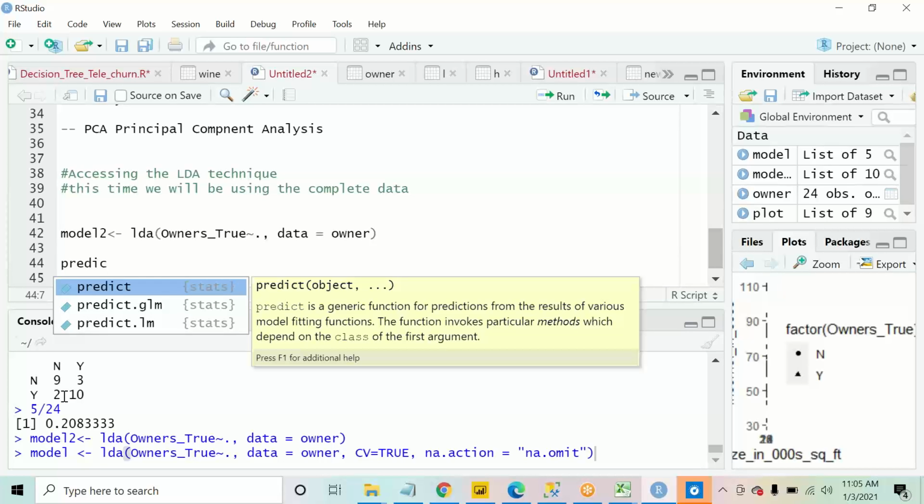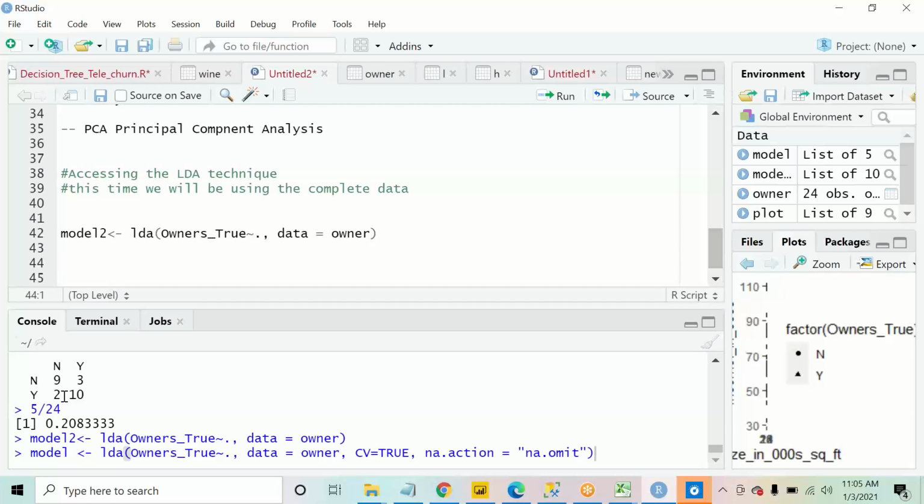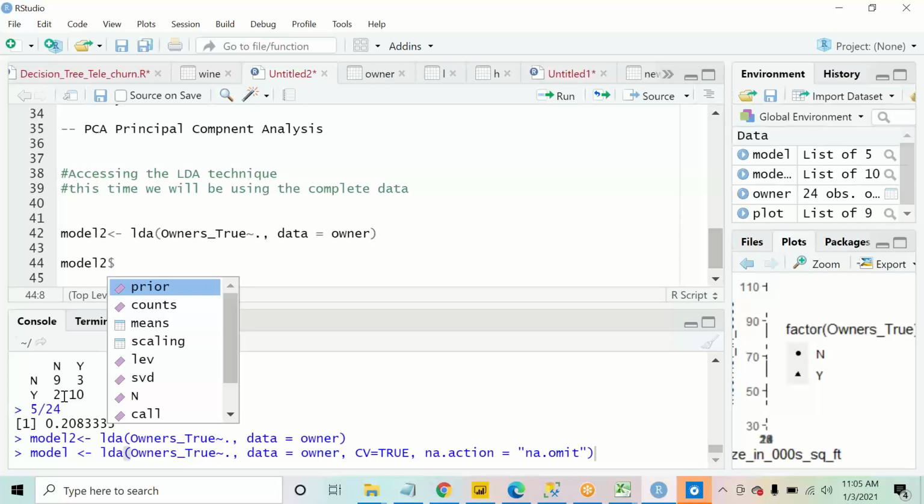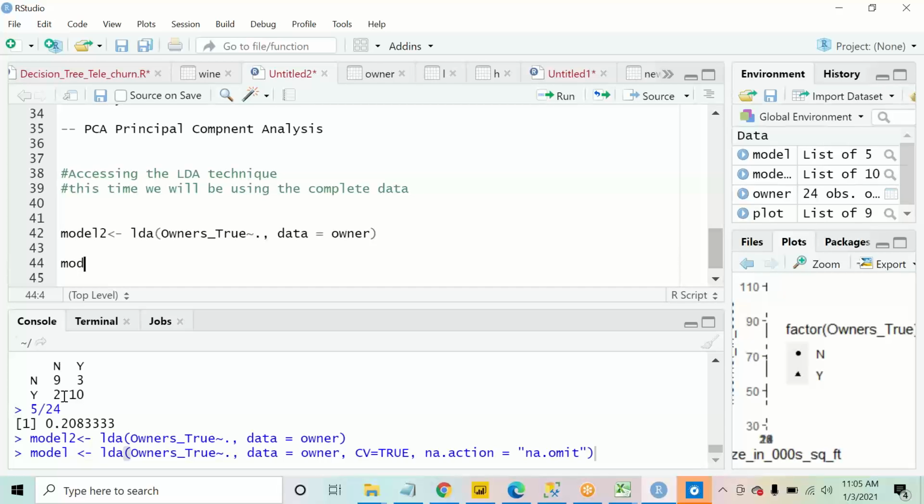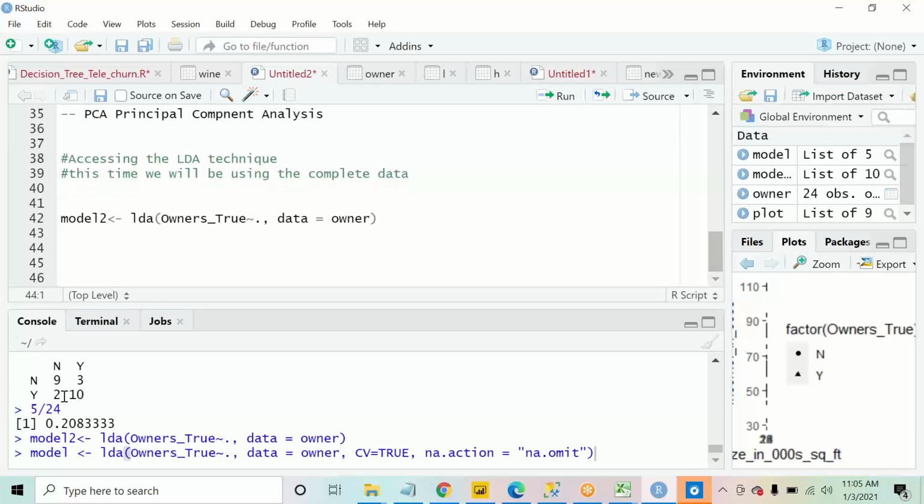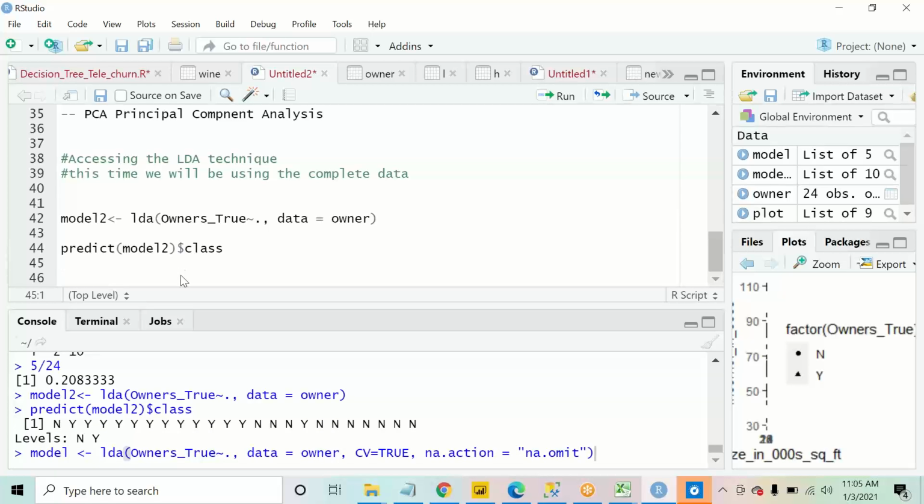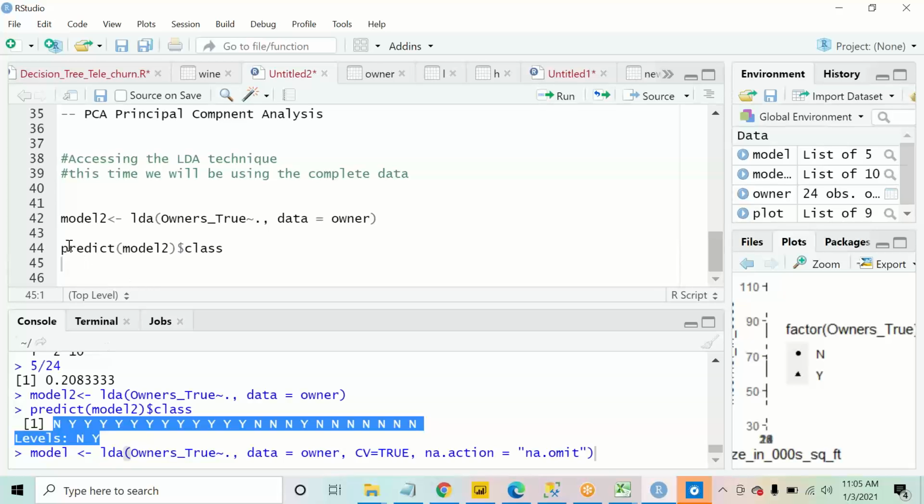So if you now predict the results, we will be able to do it. Let us simply say predict model 2. Okay, so this is the yes and no that is coming.